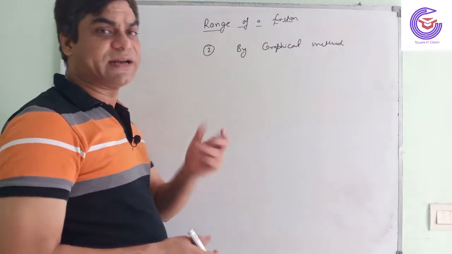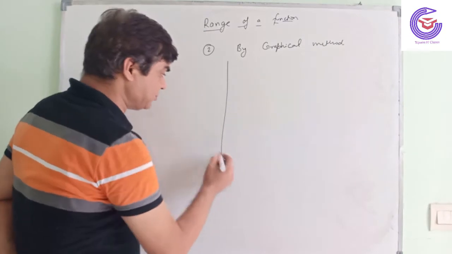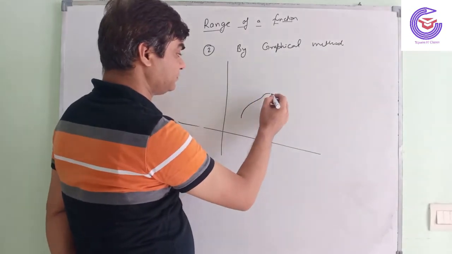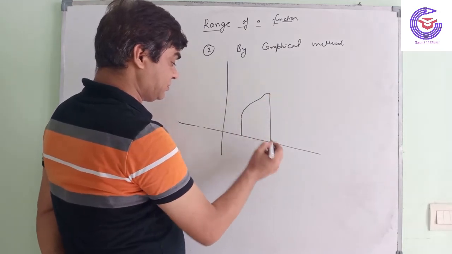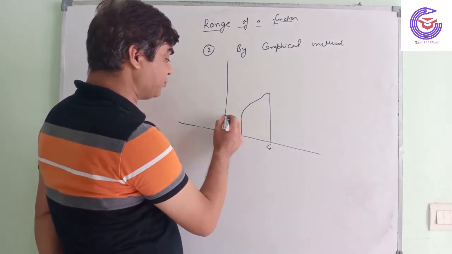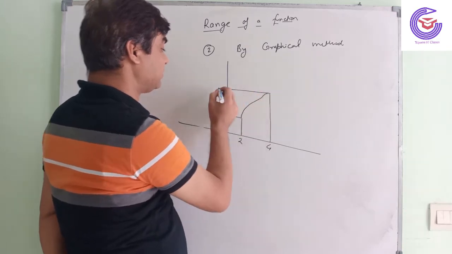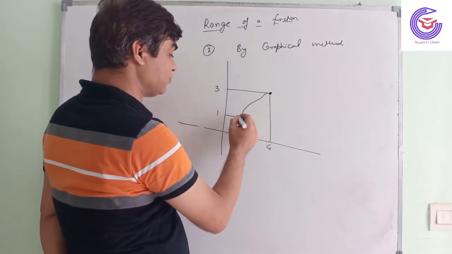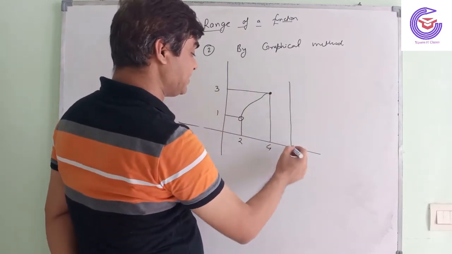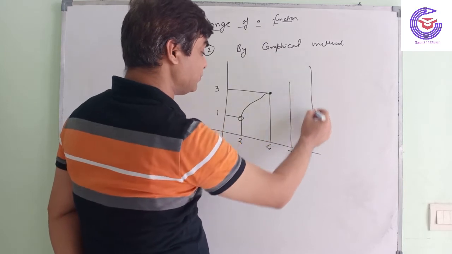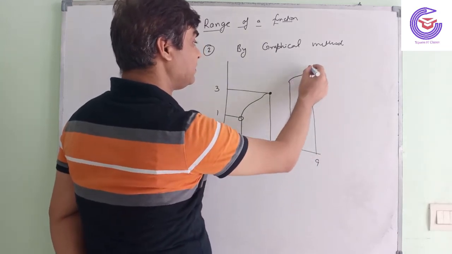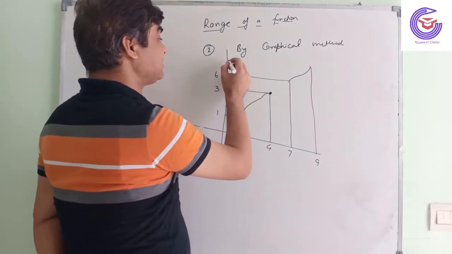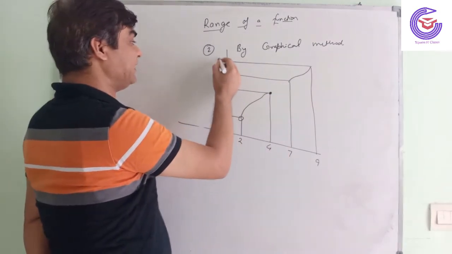Okay, let me take one random example. Suppose your graph is something like that. So this is point 2, this is point 4, this is 1, this is, suppose, 3. Here it is closed, here it is open, and then again 7 to 9. Here it is coming 6, and here it is coming 8.